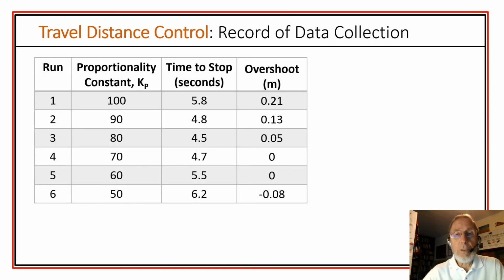So run the runs with the proportionality constant, or gain, of P. We record the time it took for the robot to stop when it thinks it's at the 2 meters. Record any overshoot that occurred, and this is the kind of data. We may also want to record any observations that were noted during the test.